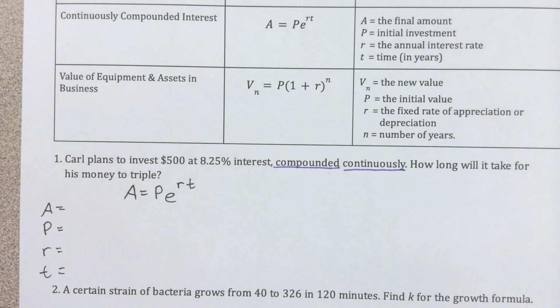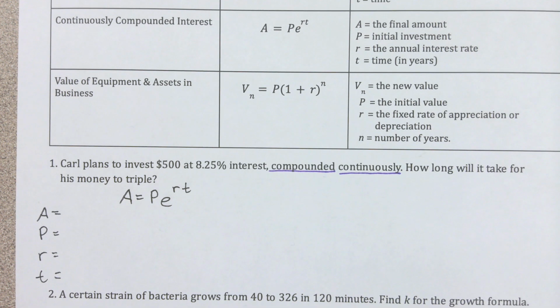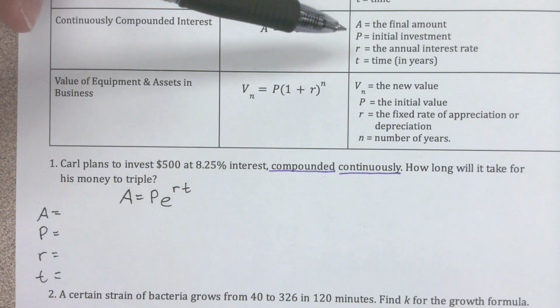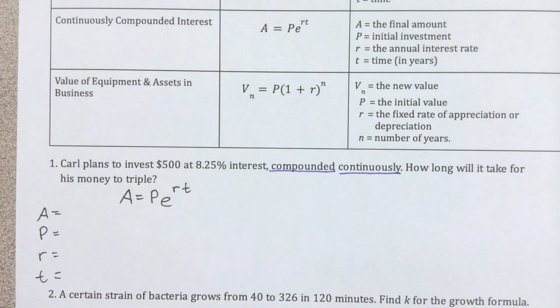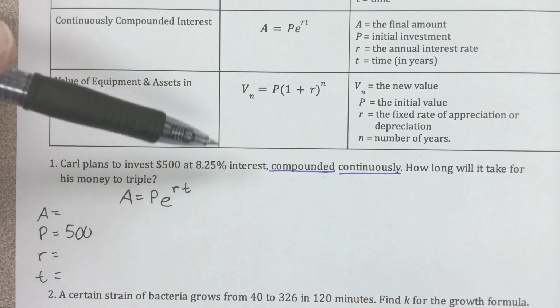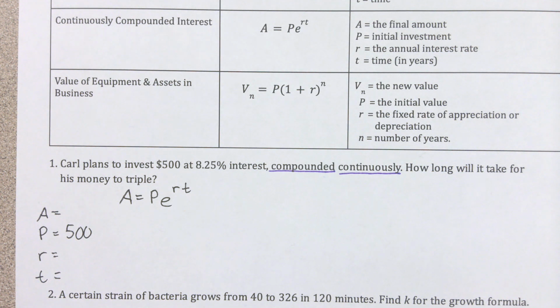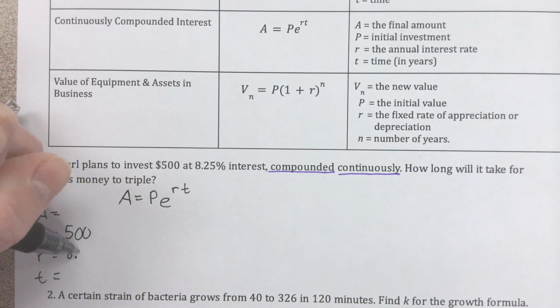From the problem, we'll be able to fill in 3 of the 4, the 4th one being what we're solving for. Carl plans to invest $500 at 8.25% interest. So he plans to invest $500. That's going to be his starting amount. If you look at the descriptions above here, you'll see that P is the initial investment. It's how much money we start with in the account. So P is going to be that 500. 8.25%, that's the annual interest rate. So R.